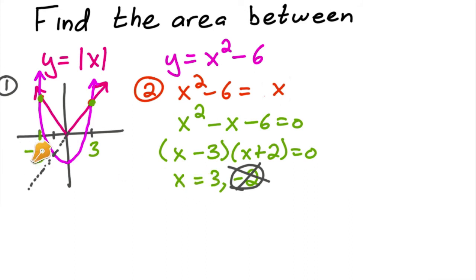Now, if you wanted to actually find negative 3, what you would do is set x squared minus 6 equal to negative x, because that's what this line right here is. But you don't have to, because it's symmetric. Now, if it was to the side of one, then you would have to do that. But we can save that step here.